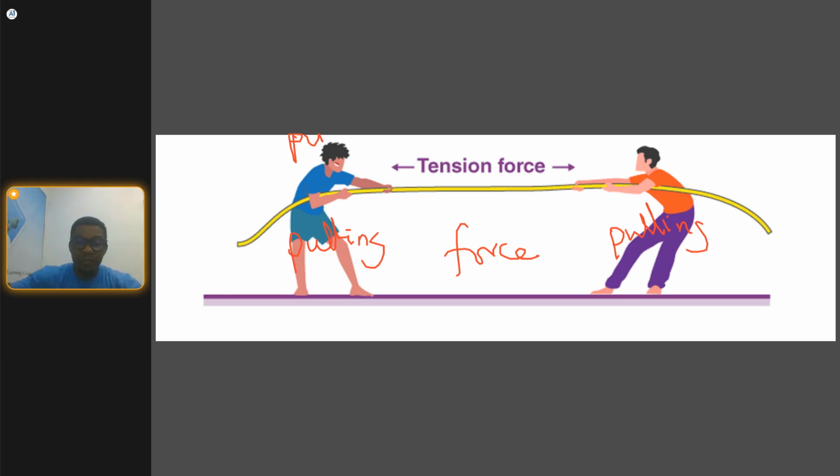So that is where we have the topic tensile stress and tensile strain under Young modulus. This is going to introduce us to Young modulus that talks about the tensile stress and the tensile strain. We are going to define both terminologies, then look at how to express it mathematically because we'll be using it to solve questions.